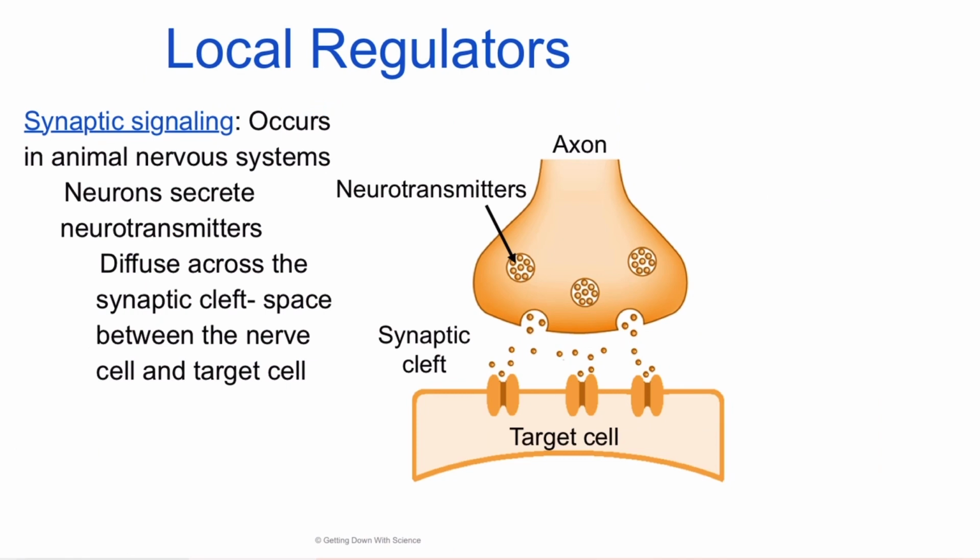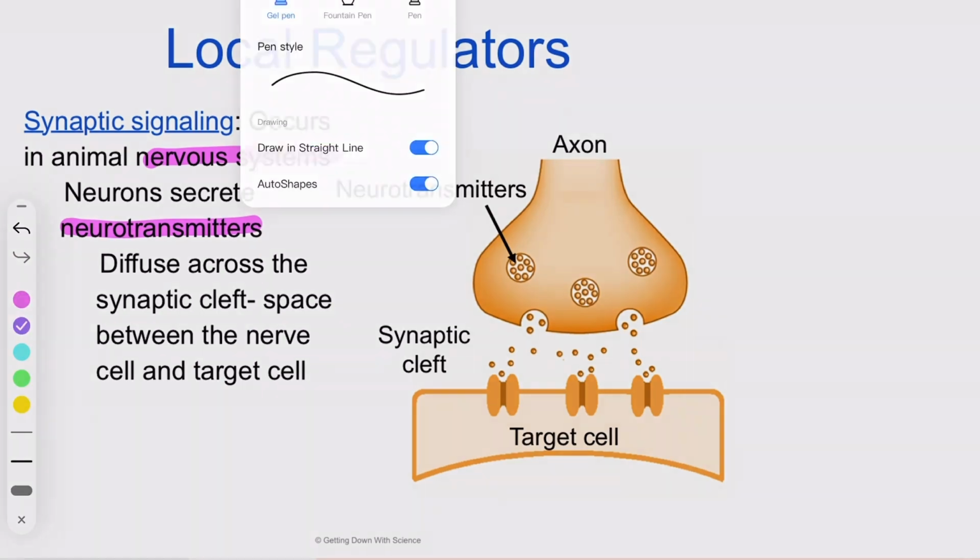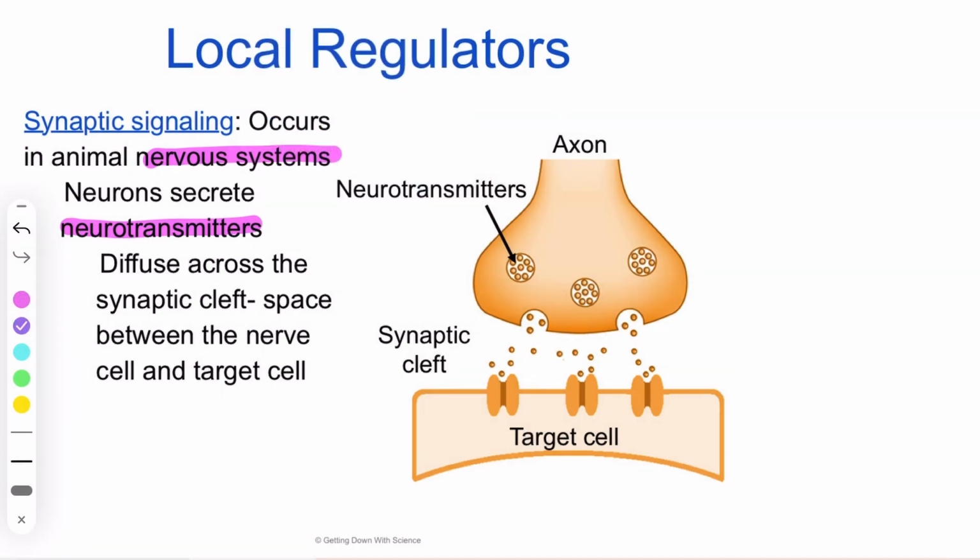Synaptic signaling is happening in your nervous systems, okay? Our biggest example of this is going to be neurons, which are your nervous cells. They're going to be secreting neurotransmitters. So these are chemicals that are going to go from your neurons to other cells in order to signal a response. So once again, notice I am not in direct contact, but I'm close.